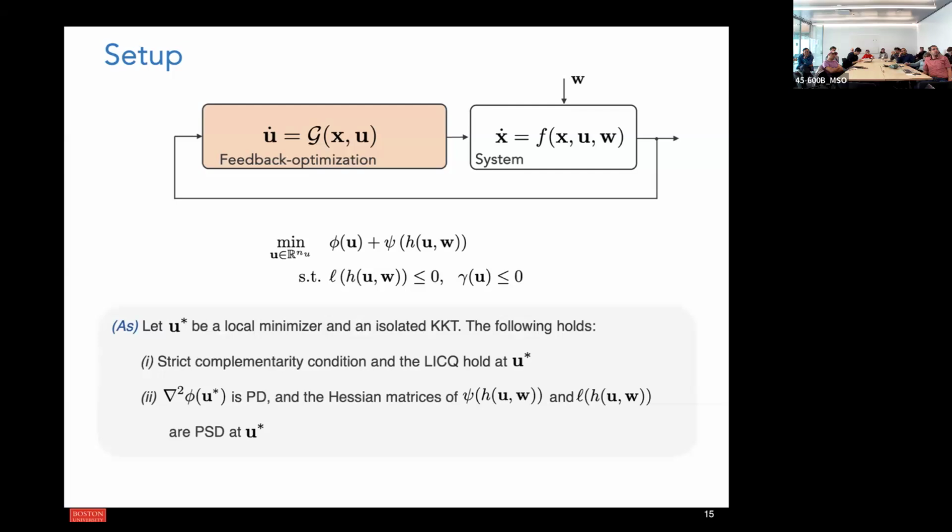I'm also going to be assuming that although non-convex, this problem may have some KKT points that are local minimizers and are isolated. And I'm going to be assuming that when I look at these particular KKT points, the LICQ condition holds. On top of that, the functions that specify the cost and constraints are twice continuously differentiable, and the Hessians are also positive definite at that point.